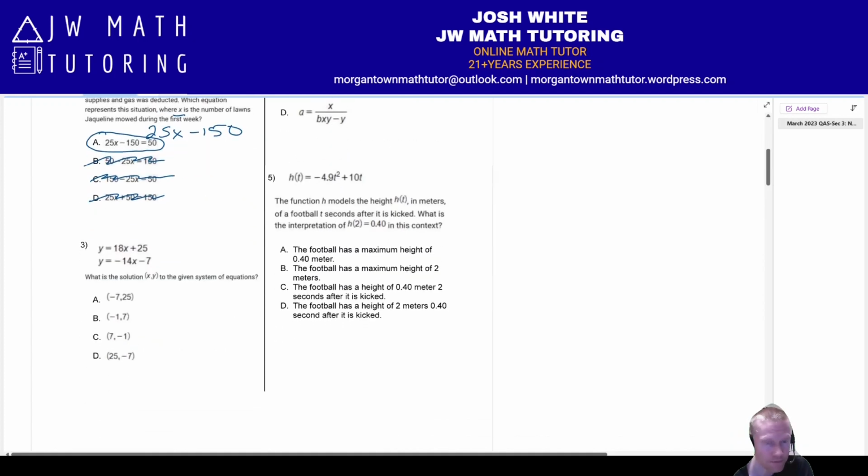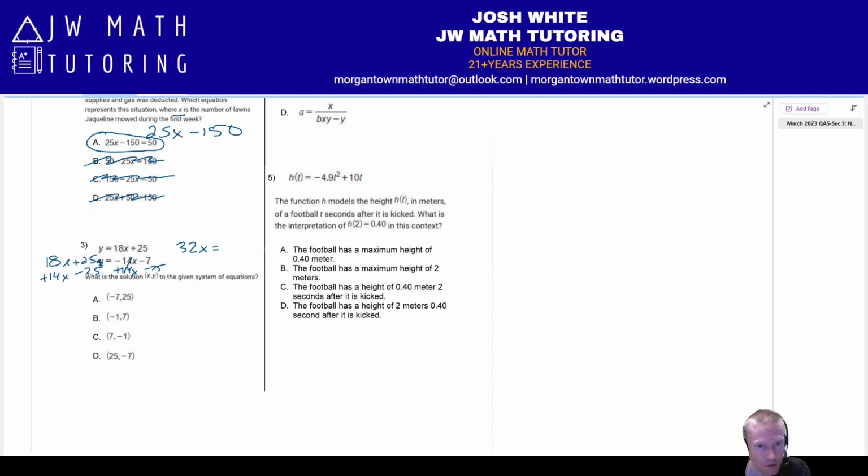Now, for number 3, here you have a system of equations. Probably the quickest way, or maybe the easiest way to do this, is to just go ahead and set each of these equations equal to each other because they're both already in slope-intercept form. So if you just kind of scratch this out and we just make this 18x plus 25, now we can go ahead and solve for x. So I'm going to add 14x to both sides, and that's going to give me 32x, and then I'm going to subtract 25 on both sides. That's going to give me -32, divide by 32, and we get x equals -1.